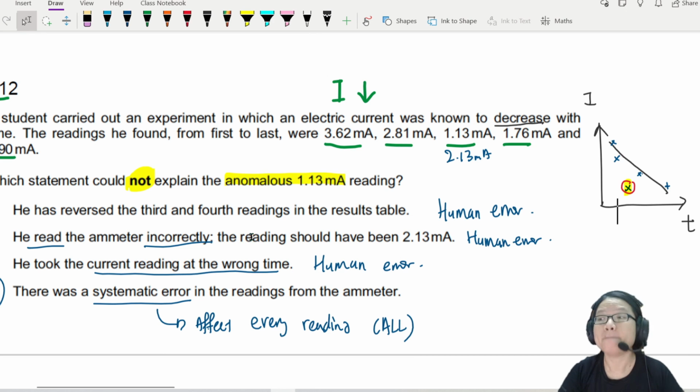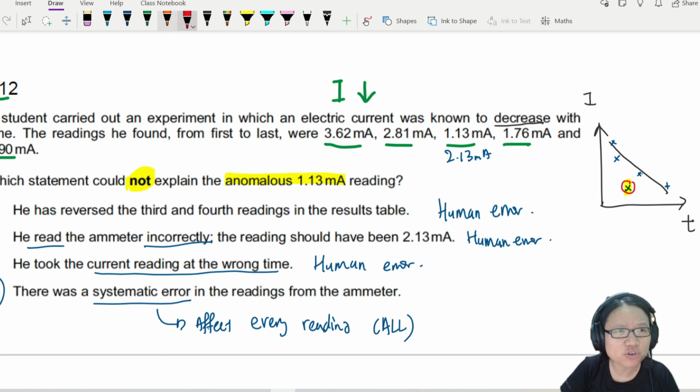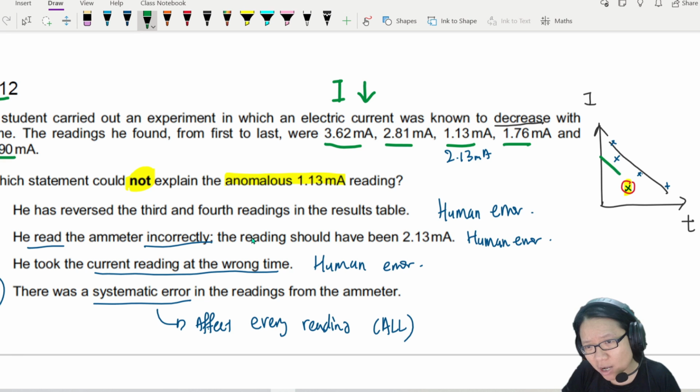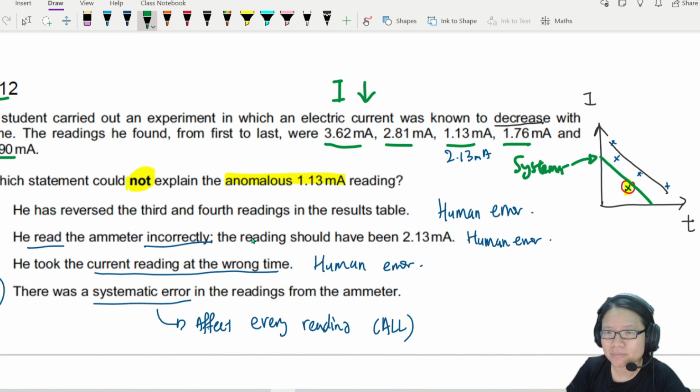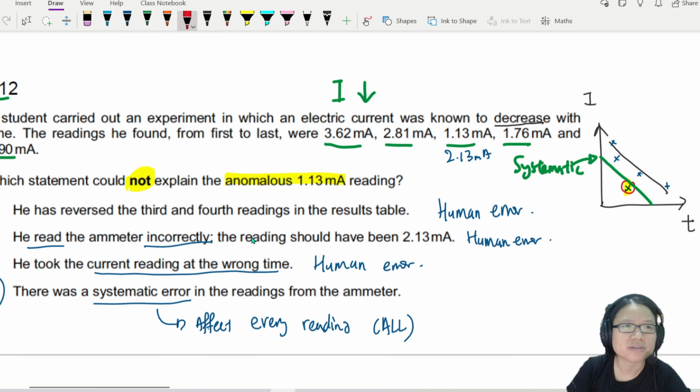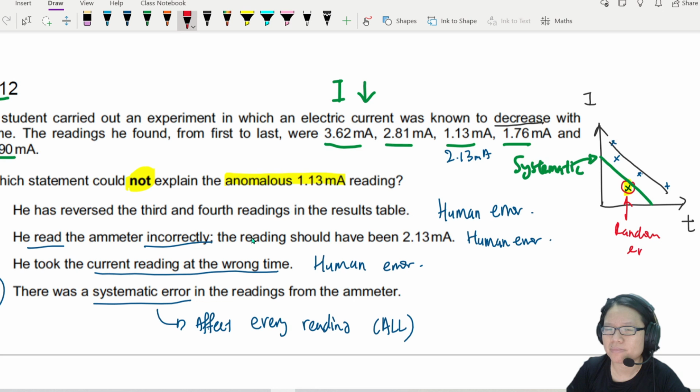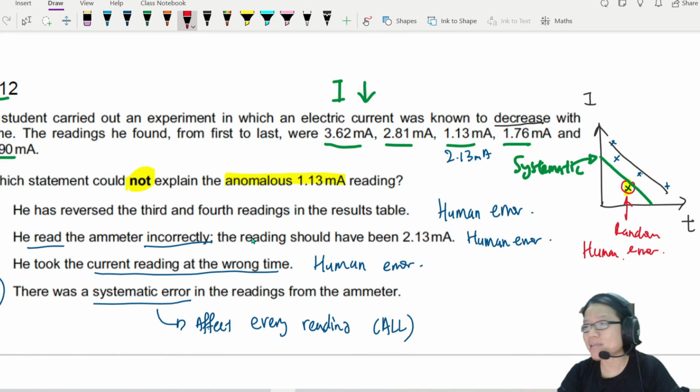Okay. But if everyone's reading is also smaller than the real reading, meaning your entire graph is going to be shifted downwards because all the points will plot down. Now, this one, ladies and gentlemen, is the systematic error. Whereas this one is the random error. Random human error. Okay. All right. Hope that makes sense.